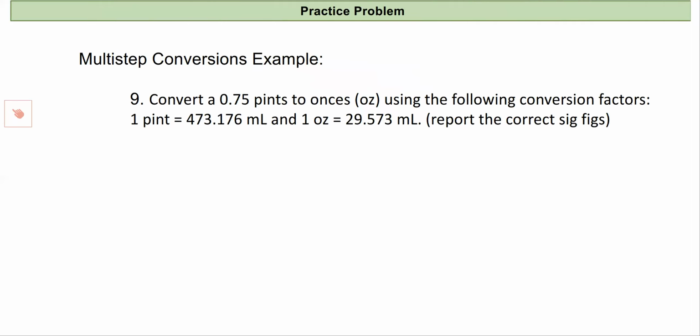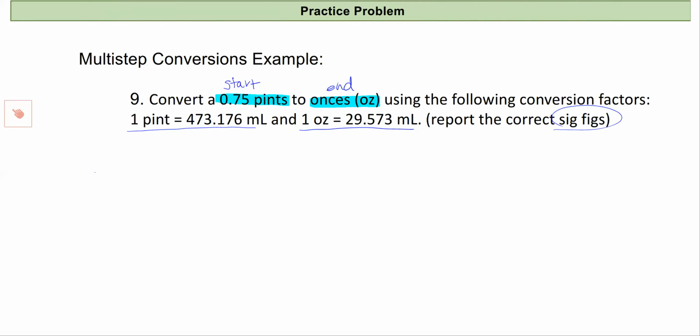So right now, I'm going to read this problem and try to find my starting point and my end point. It says to convert 0.75 pints to ounces. So there's my starting point, and ounces are the units I want to end in. So I have a start and I have an end. And I'm given several conversion factors, that 1 pint equals about 473 milliliters, and 1 ounce equals about 30 milliliters. And I'm going to try to do this with correct sig figs.